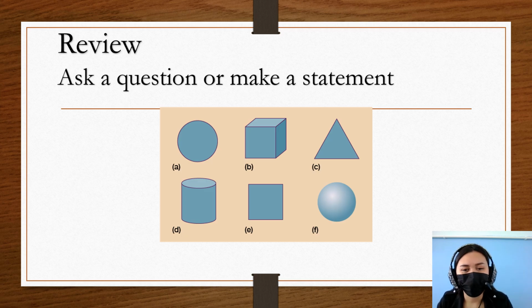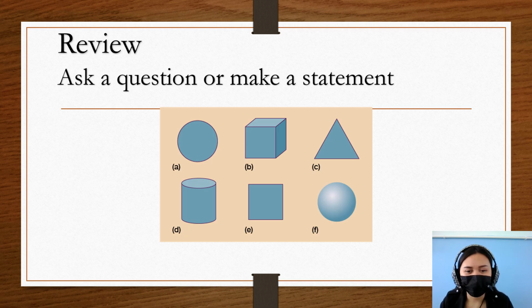Letter B. What kind of shape is this? It's a cube, right? It's a cube, so it's a 3D shape. Okay. Letter C. What kind of shape is letter C? It's a triangle. It's a 2D shape. How about letter D? It's a cylinder. Yes, it's a cylinder. So what kind of shape is cylinder? It's a 3D shape.